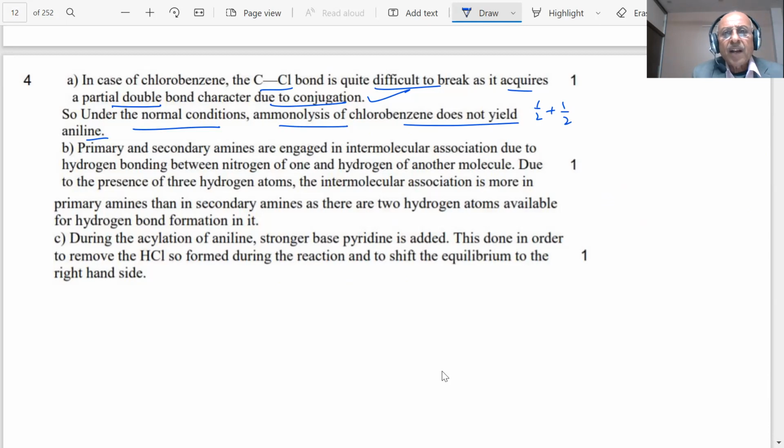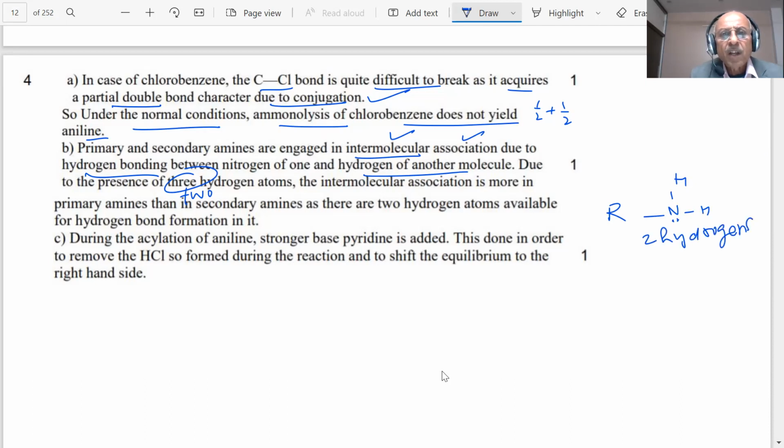Primary and secondary amines are engaged in intermolecular association due to hydrogen bonding. As we said, intermolecular hydrogen bonding is very important when we discuss the melting points and boiling points. Between nitrogen of one and hydrogen of another molecule, due to presence of 3 hydrogens, the intermolecular association is more in primary. There are no 3 hydrogens, there are 2 hydrogens. This is a mistake. In the case of the primary amine, how many? This is our primary amine. There are 2 hydrogens.